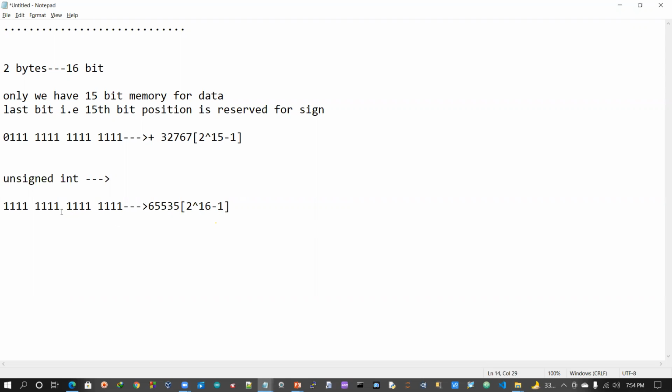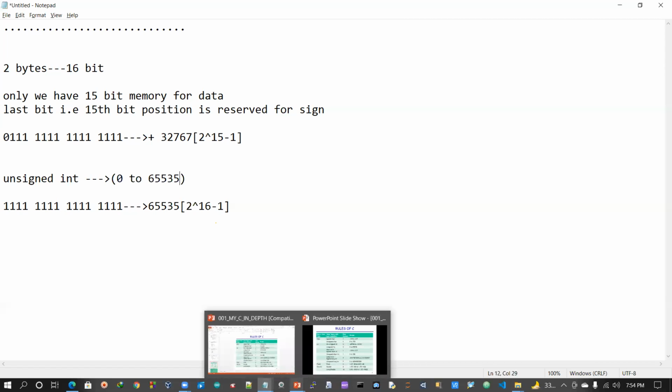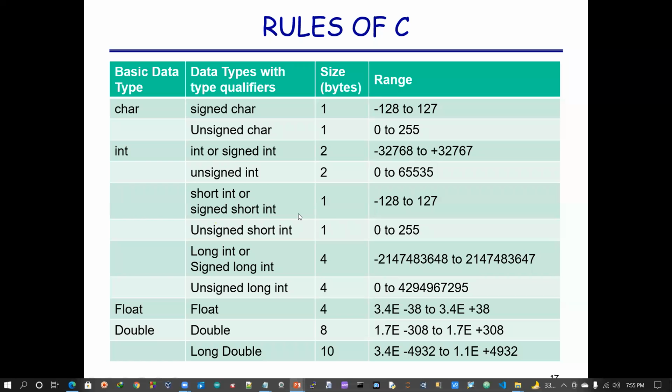Now you are getting it. So in case of unsigned int, what is the range? What is the range, Kaushik? Can we say 0 to 65,535 in case of the unsigned? Yes or no? Yes. Okay. Now you understand, but you take too much time. Now coming to the third one.